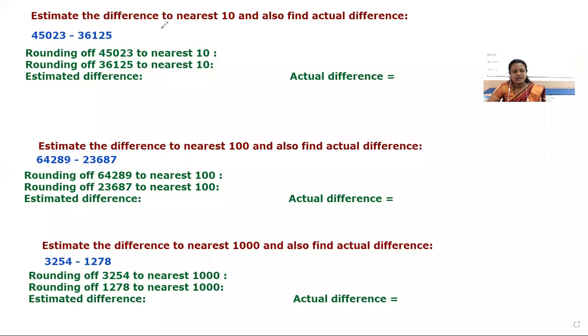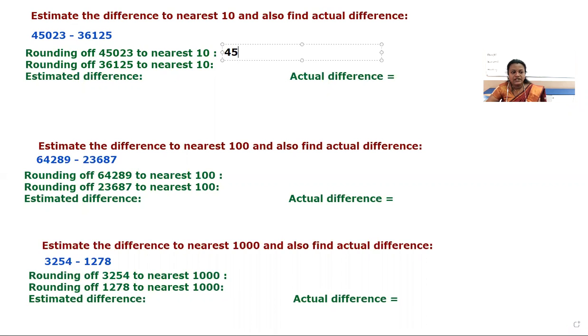As you can see here, in the example, you have to estimate the difference to the nearest 10 and find as well the actual difference. So the first task, the number as assigned, a 5-digit number, 45,023 minus 36,125. So first you will round up to the nearest 10 for each of them.